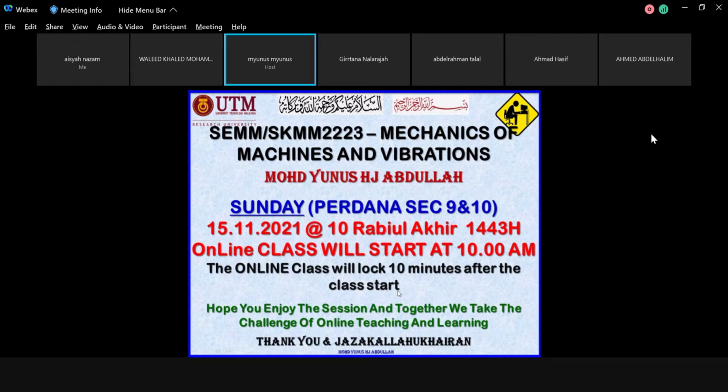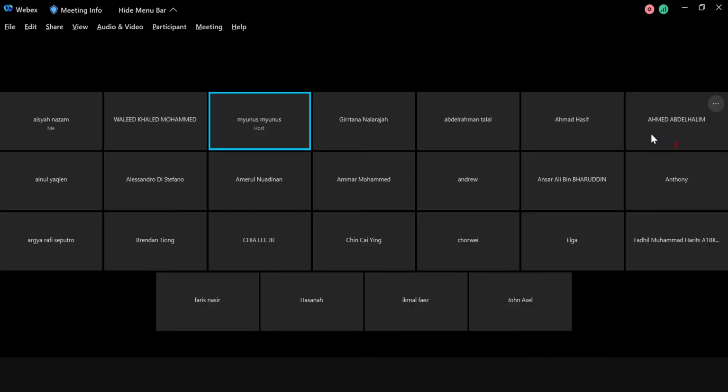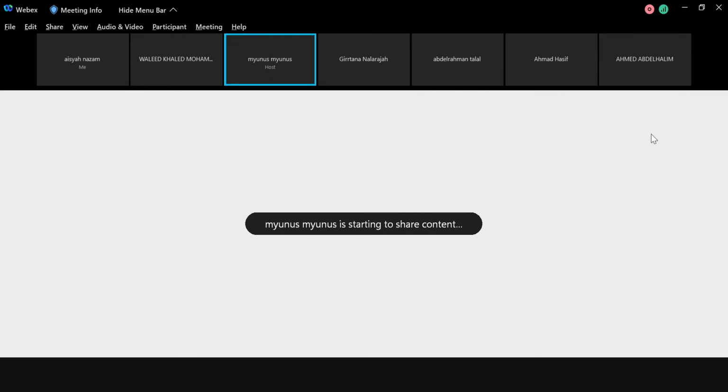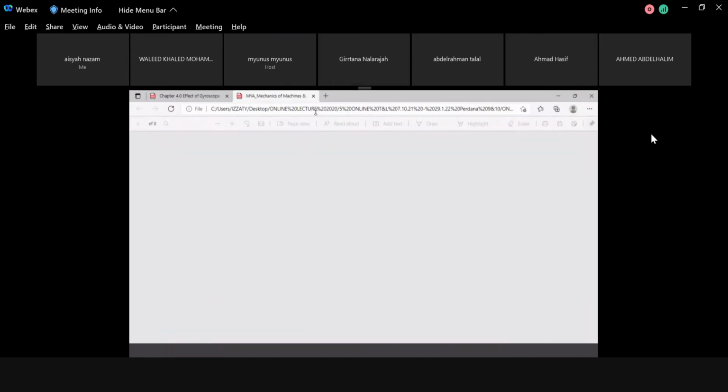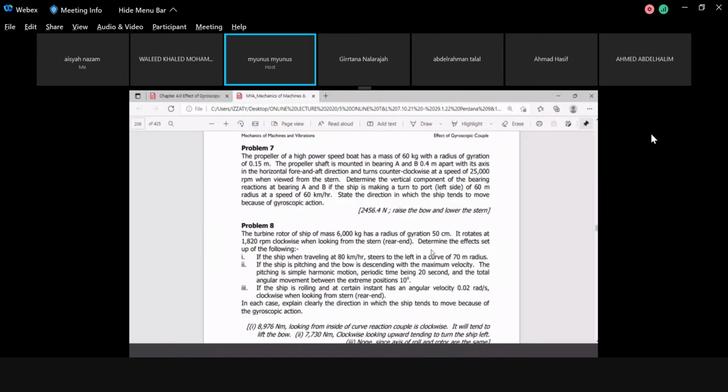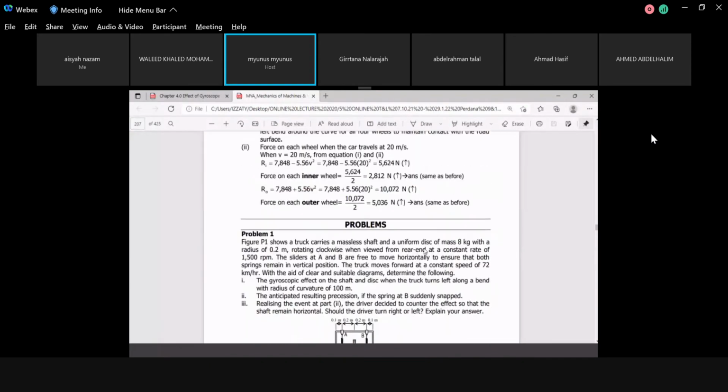So we are going to move on. Allow me to close this one and open up another file. Allow me to share this with you. For example, you can turn your books to page 187. You have the equation, and you also have the solution with you. So I'm going to use the solution as the discussion here. I'm going to open another file and move to the chapter, this one.